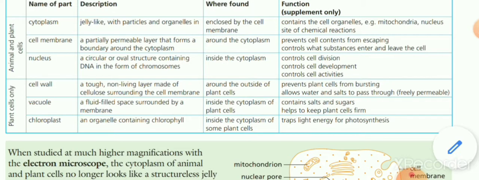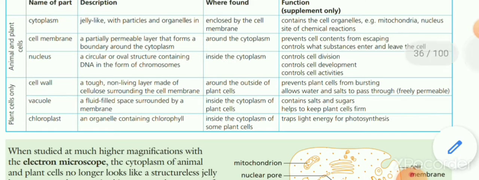Next is the vacuole. When the cells are immature, at the growth level, they contain multiple vacuoles. Those multiple smaller vacuoles are responsible for holding water and maintaining salt and sugar concentrations. But when the cells attain maturity, the multiple smaller vacuoles combine with each other and take the shape of one huge vacuole.